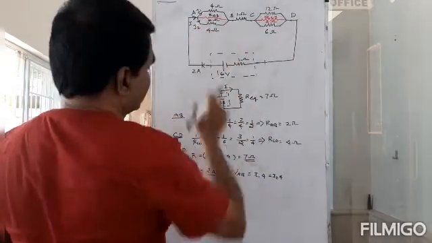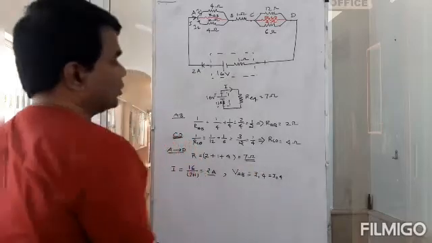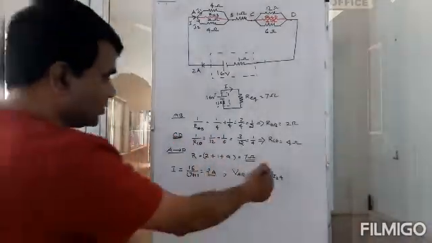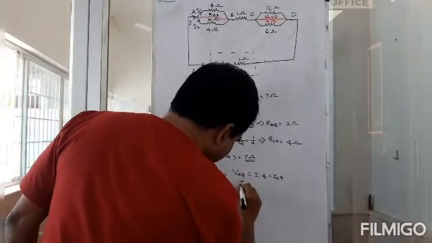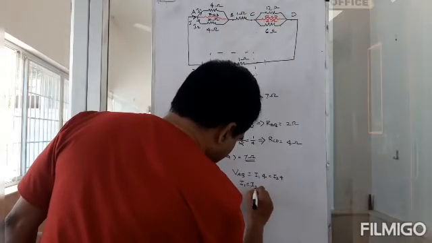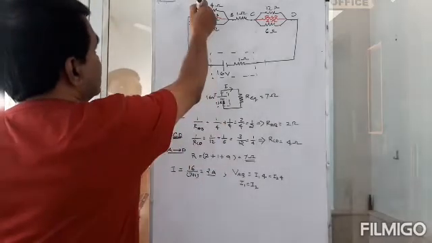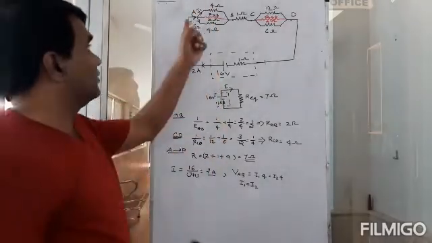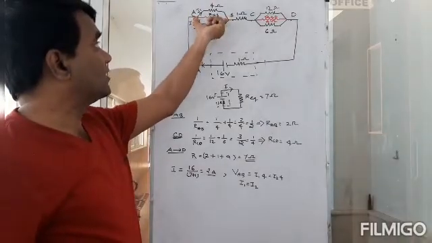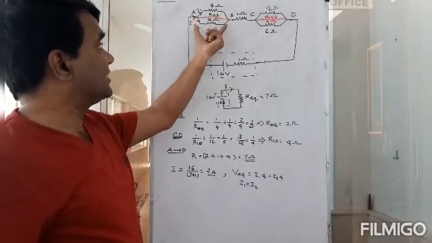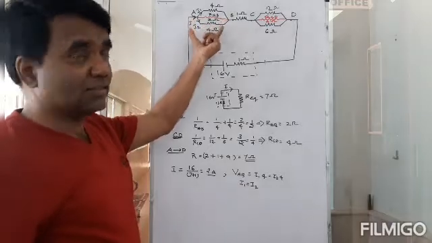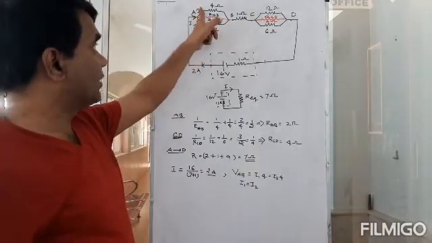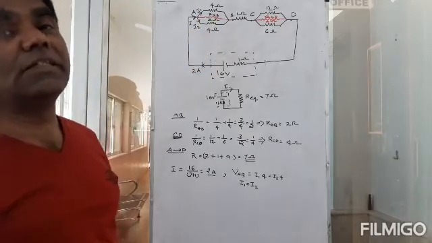I2 into 4. So all of them must be equal. So I1 into 4 is equal to I2 into 4, which means I1 must be equal to I2. Correct? So I1 and I2 are equal. Why? Because I1 into 4, the voltage drop across this resistor, is the same as the voltage drop across this resistor, that is also I2 into 4. So I1 and I2 must be the same.